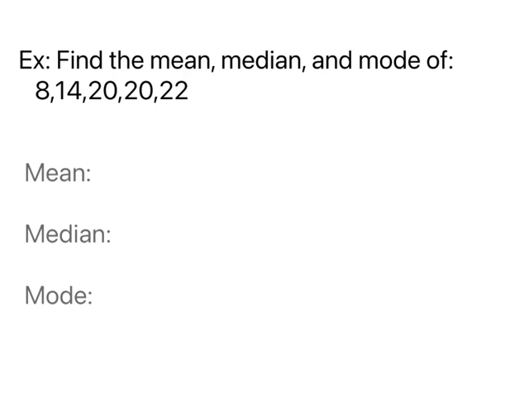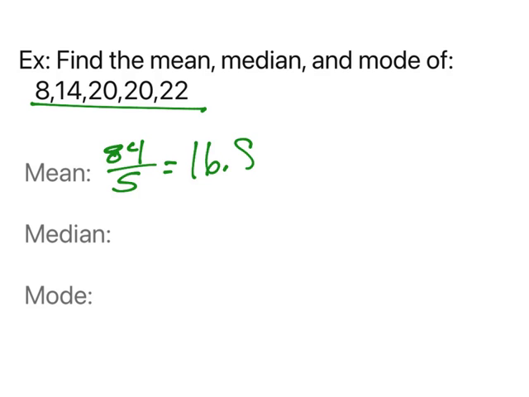So first we find the mean. Just to refresh, to find the mean, we're going to add these 5 numbers together, which gives me 84. So I have an 84. There are 5 numbers, so I divide by 5, and my mean is 16.8. That's great. So I'm going to find the median.